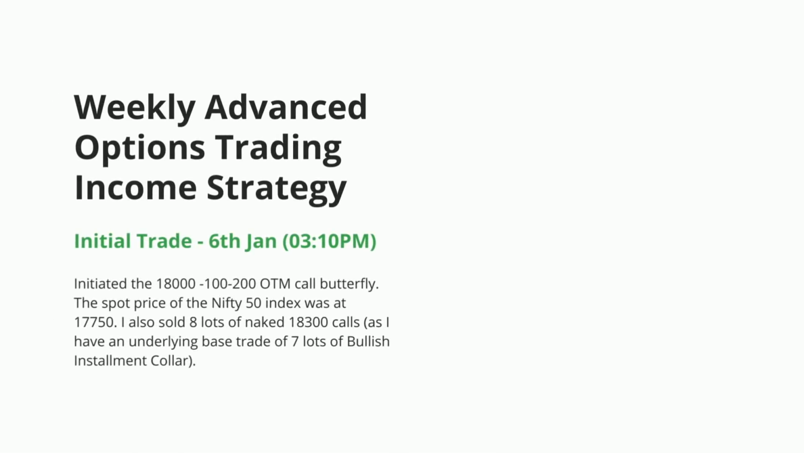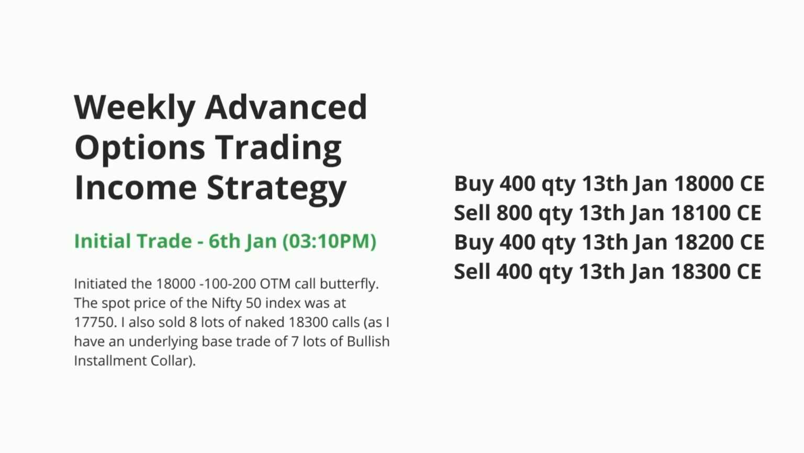So as per the rules, on 6th January, I initiated the 18,000, 18,100, 18,200 out of the money call butterfly at 3:10 p.m. just before the market closes. The spot price of the Nifty 50 index was at 17,750 when I initiated this trade. I also sold 8 lots of naked 18,300 calls, as I have an underlying base trade of 7 lots of bullish installment collar. So the initial trade looked like this.